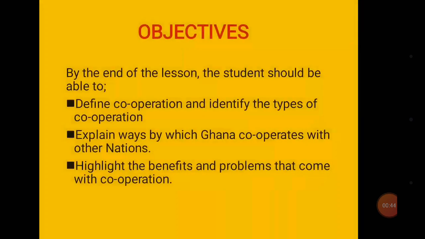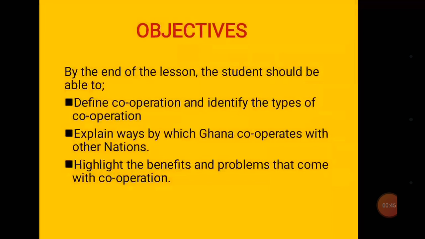By the end of this lesson, I expect that the student will be able to define cooperation and identify the types of cooperation, explain ways by which Ghana cooperates with other nations, and highlight the benefits and problems that come with cooperation.